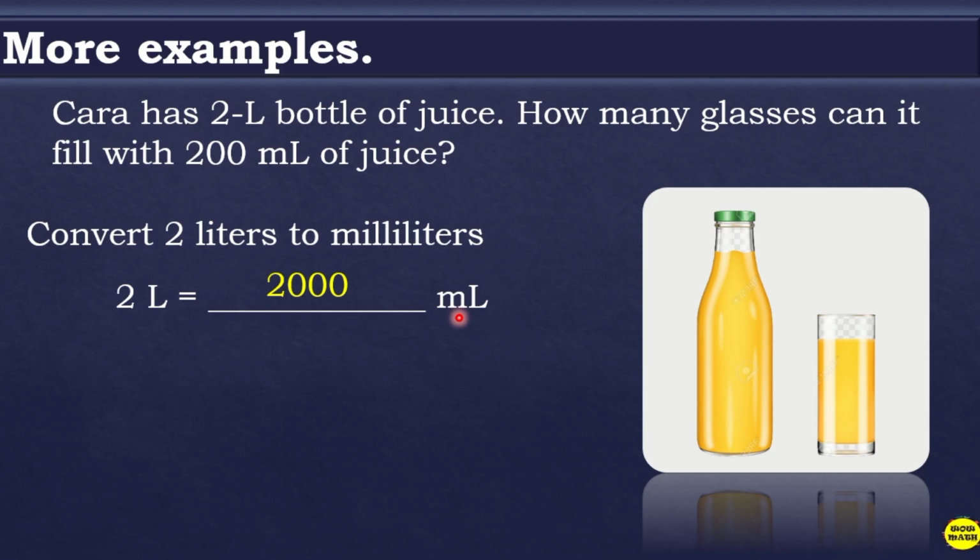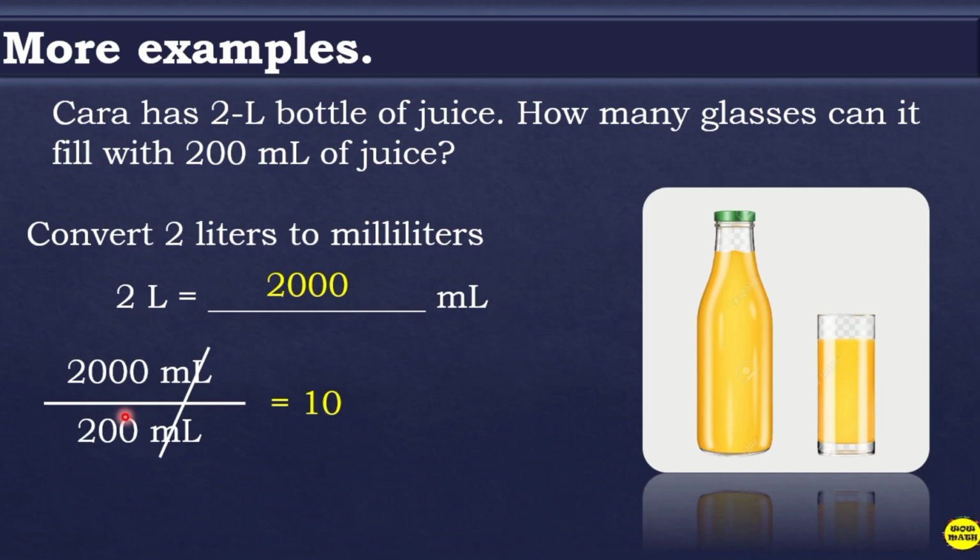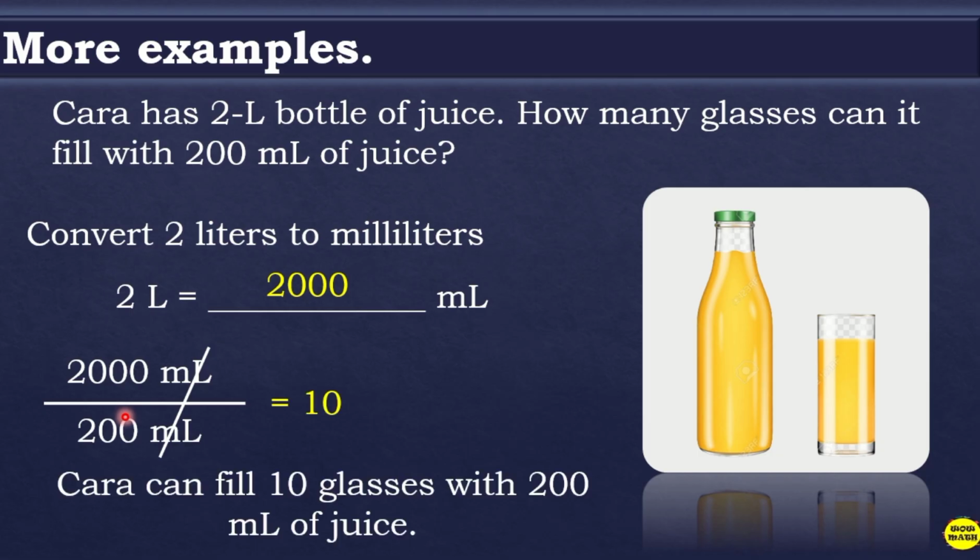Okay. Now, na-convert na natin siya into milliliters. Pwede na natin siyang ma-identify kung ilang baso ang malalagyan na merong 200 milliliters. Paano gagawin? I-divide natin ngayon si 2,000 milliliters sa 200 milliliters. Okay, so this will be cancelled. So, 2,000 divided by 200, that is 10. Okay, so therefore, Kara can fill 10 glasses with 200 ml of juice. So, 10 baso ang malalagyan niya ng juice na tig-200 ml.